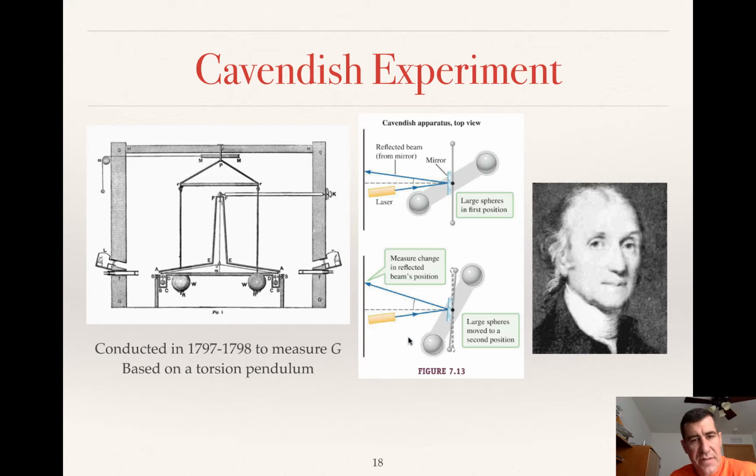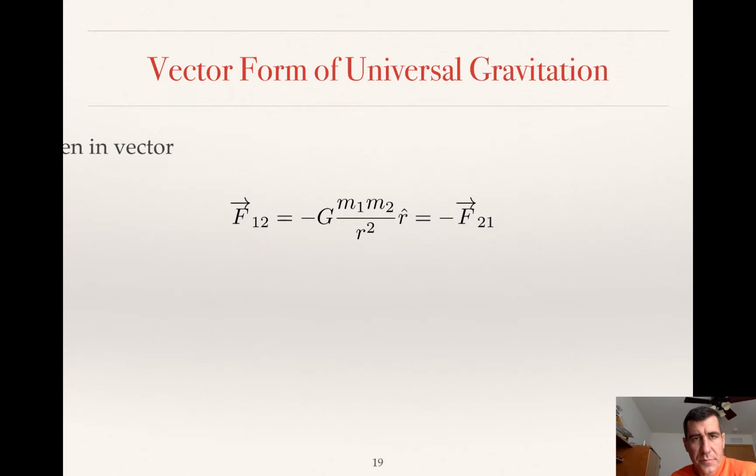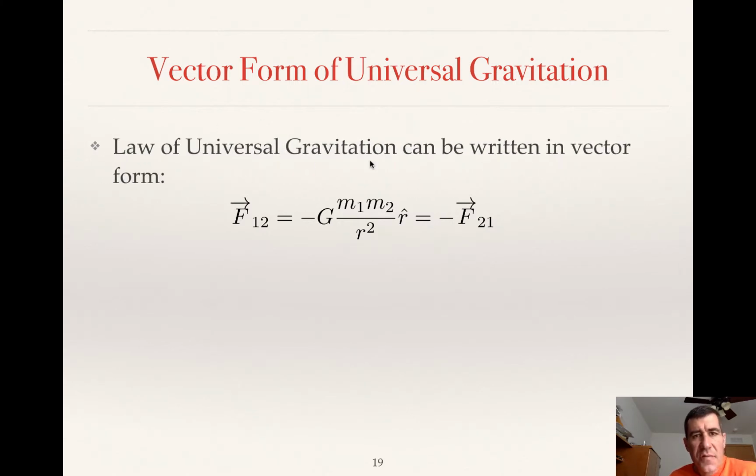And the value Cavendish got for capital G is actually pretty close to the accepted value today. Okay, and so this law of universal gravitation we can also write in vector form. So I'm doing that here. If you want to know the force of object 1 due to object 2, it's the same capital G, m1 m2 over r squared, and r hat is now our unit vector pointing between object 1 and object 2. We put the negative sign here to make sure that we get an attractive force.